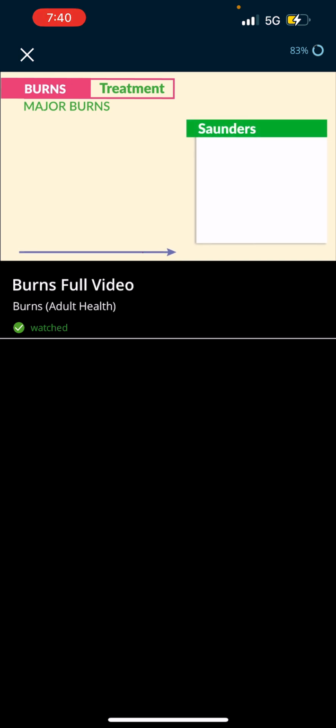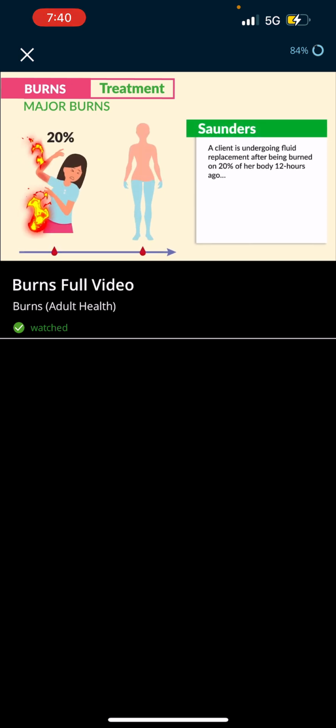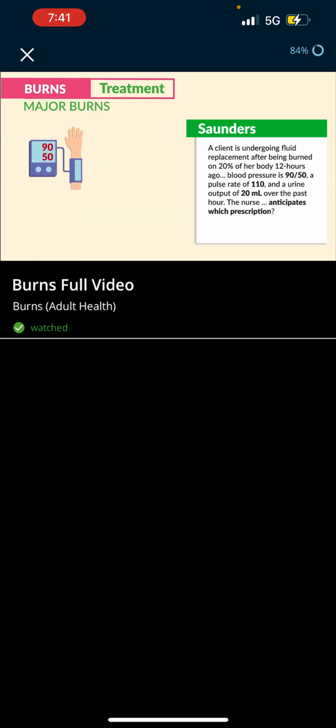So Saunders mentions, a client undergoing fluid replacement after being burned on 20% of their body about 12 hours ago. The blood pressure is pretty low, 90/50, a pulse rate of 110, and a urine output of 20 mLs over the past hour. The nurse anticipates which prescription?